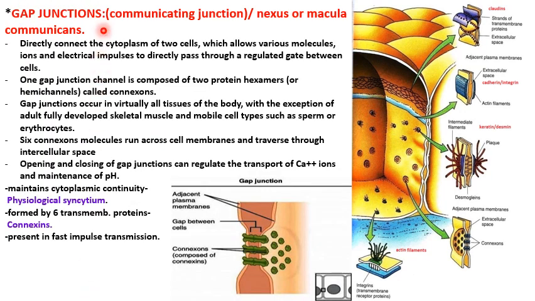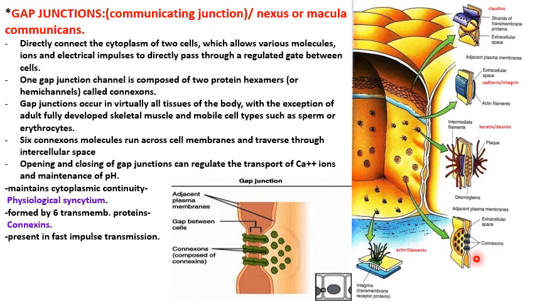So gap junctions, they are the communicating junctions. They are also called nexus or macula communicans. Macula is, as we said, a spot. This spot is communicating with the cell on the other side. So directly, the cytoplasm of adjacent cells gets connected, which allows various molecules, ions, and electrical impulses to pass through a regulated gate between the cells, which is this gap junction, or which is called connexons.